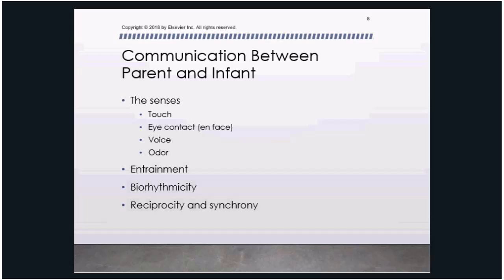Communication between the parent and the infant is done through the senses: touch, eye contact, voice, odor, entrainment, biorhythmicity, and reciprocity or synchrony.